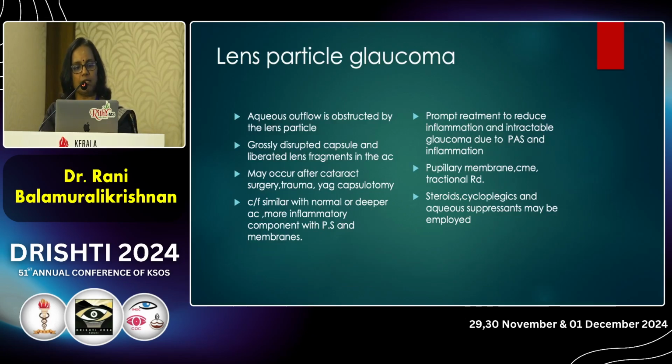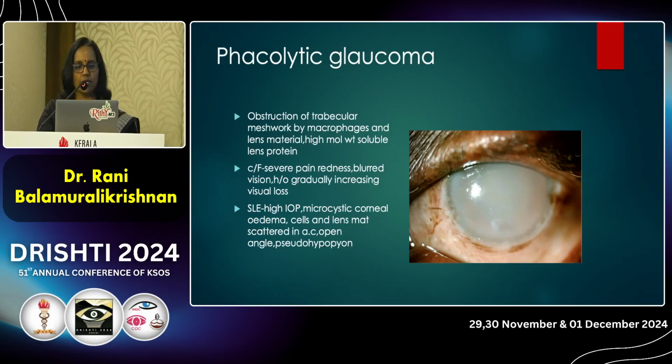Lens particle glaucoma is caused by a grossly disrupted capsule and liberated lens fragments in the anterior chamber. It may occur after cataract surgery, trauma, or YAG capsulotomy. The clinical features are similar, but the inflammatory component is more. You need more steroids, cycloplegics, and aqueous suppressants. Phacolytic glaucoma is quite common. It is because of obstruction of the trabecular meshwork with macrophages, lens material, and high molecular weight lens protein.